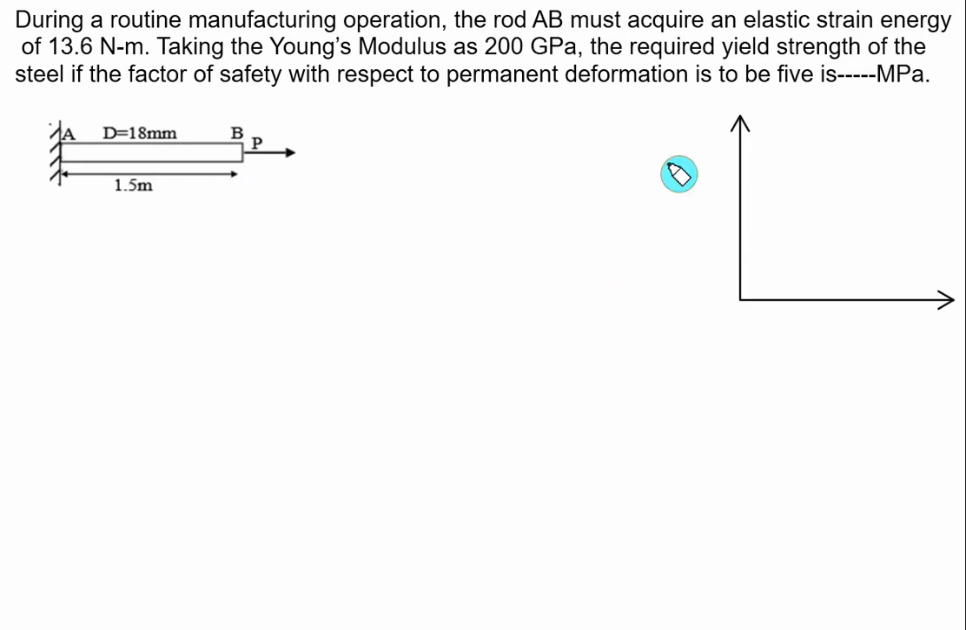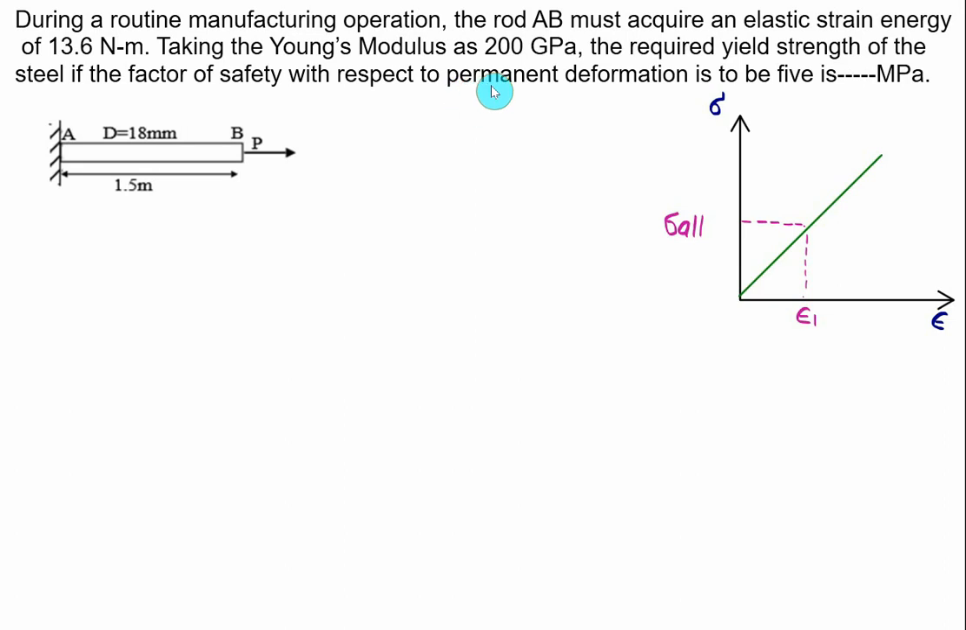So we'll show this information on the stress versus strain diagram. When the load P is applied, the strain energy stored is 13.6. So that will be sigma allowable. Corresponding to sigma allowable, we have a strain equal to, let's say, epsilon 1. He is interested to know what the strain energy stored is.